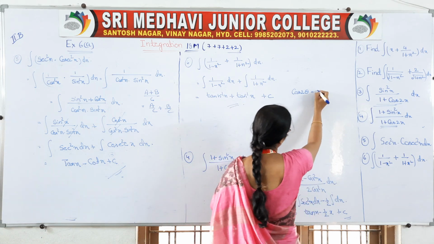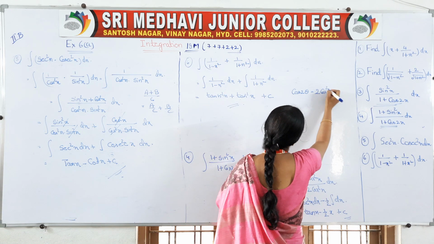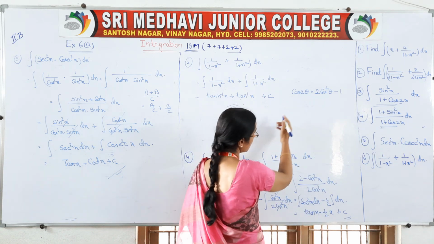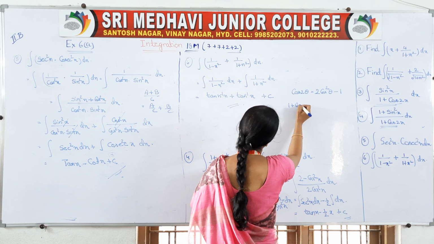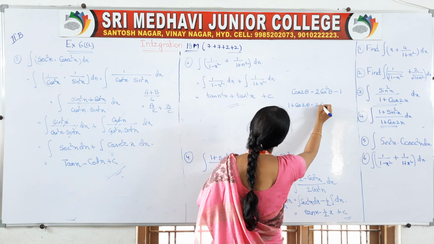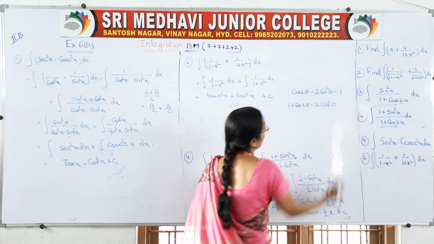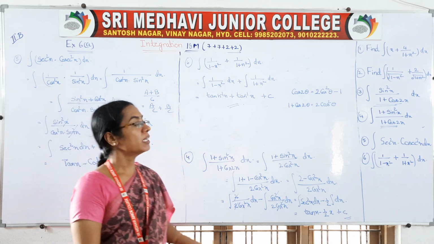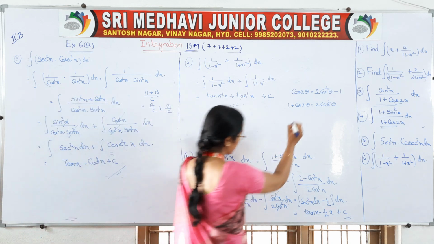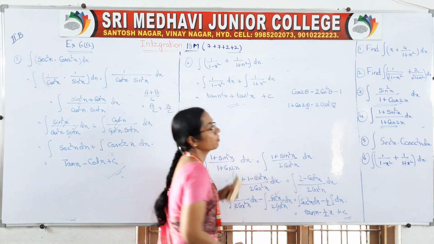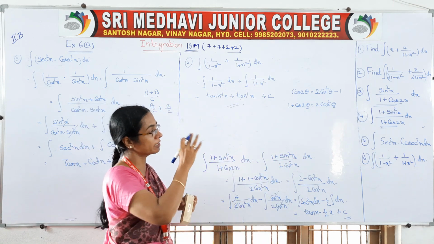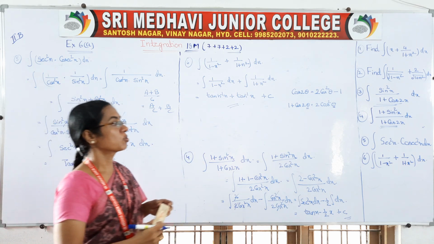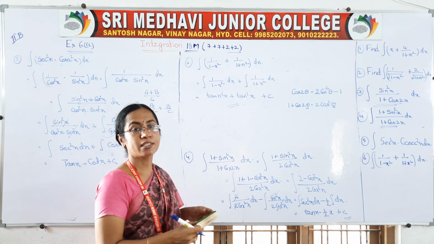Cos 2 theta is equal to, based on this formula, what is it? Cos 2 theta is equal to 2 cos square theta minus 1. Bring that minus 1 this side. It is 1 plus cos 2 theta is equal to 2 cos square theta. Okay, so 1 plus cos 2x is nothing but 2 cos square. Instead of theta, we have to take any other value. It is general form, so we can take any other form. Okay, so 1 plus cos 2x is equal to 2 cos square x. We can substitute.